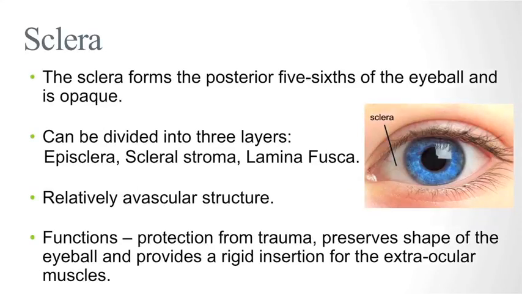The sclera forms the posterior 5/6 of the eyeball and is opaque. The sclera may be divided into 3 layers: episclera, scleral stroma, and lamina fusca. The sclera is a relatively avascular structure. Functions: protection from trauma, preserves shape of the eyeball, and provides a rigid insertion for the extraocular muscles.